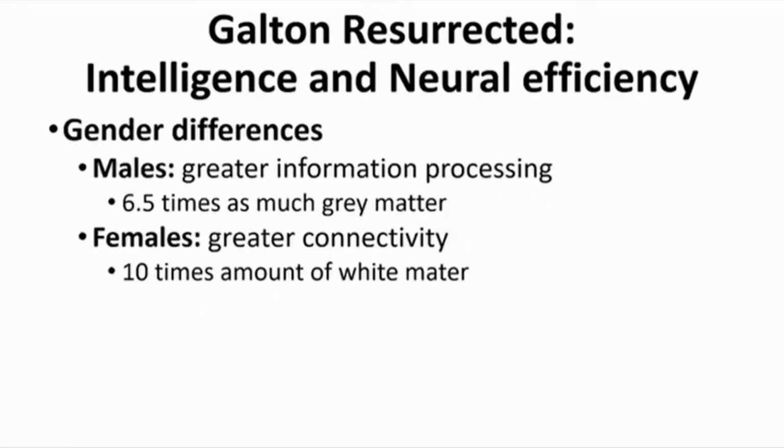And though we'll be talking about gender differences in the next part of this chapter, we can talk very briefly here about gender differences in how our brains operate. So males tend to have greater information processing ability. They have more gray matter, which allows them to process information at a higher rate, whereas females tend to, on average, have greater connectivity. So they'll have more white matter, on average, than males will. And like I said, in the next section, we'll talk more about what that might mean in terms of abilities as they relate to intelligence.